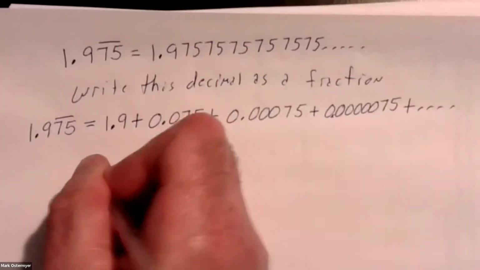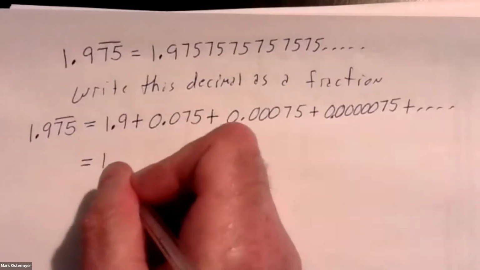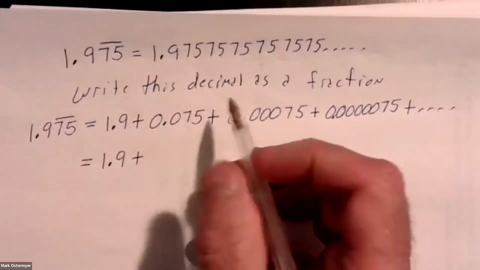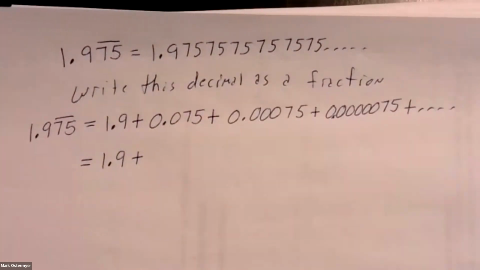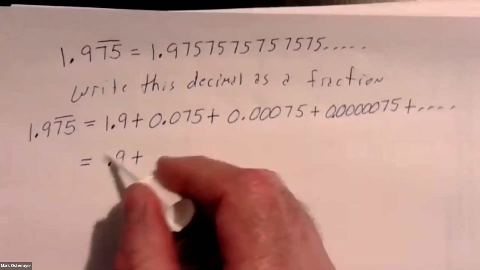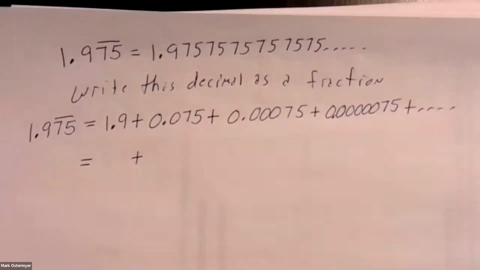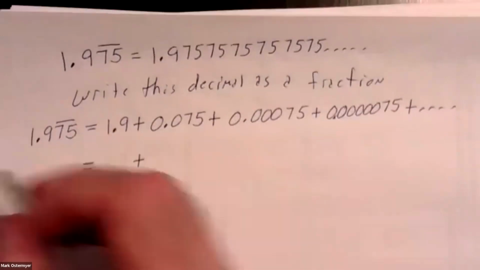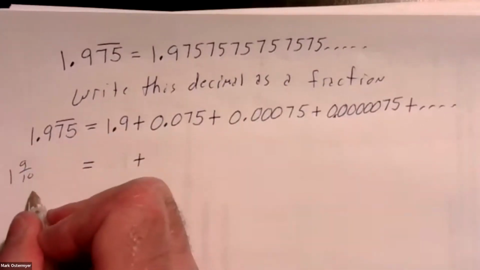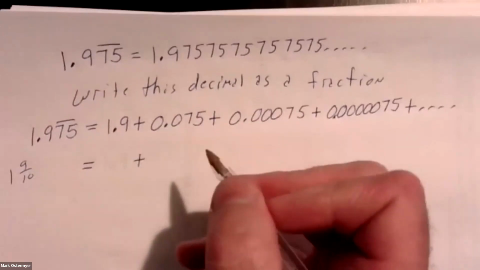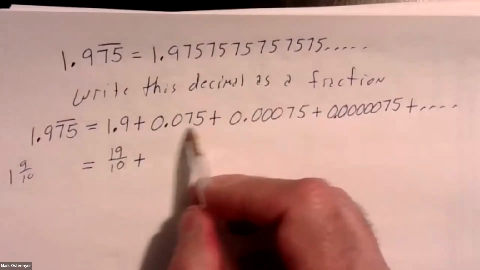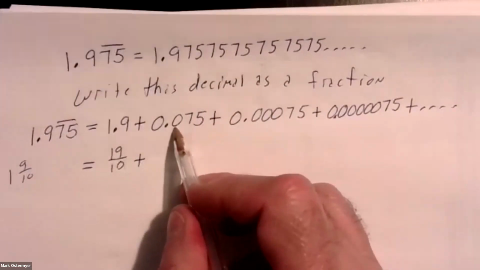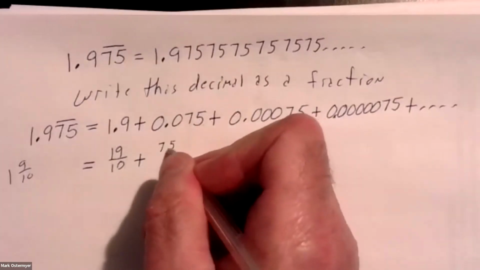All right, let's analyze this now. Well, this is saying what? This is 1.9 plus, you know what? I want to turn this 1.9 into a fraction here. So hold on a second. How do I write 1.9 as a fraction? Well, 1.9 is really 1 9/10, which as an improper fraction is going to be 19/10. So this is really 19/10. Now, how do we write this as a fraction? This is 75 what? Tenths, hundredths, thousandths. 75 over 1,000.